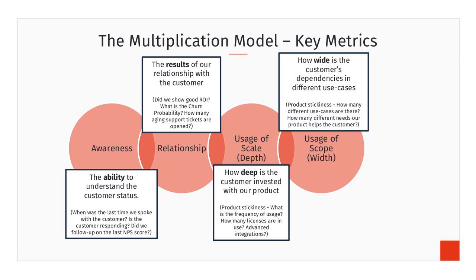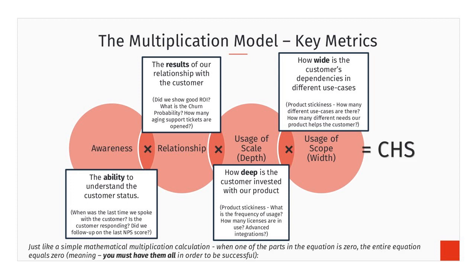So those are the 4 key metrics that we look at, and we decided to combine them using a multiplication method, because we believe that, just like in a simple mathematical equation, if one of those components is 0, we won't be able to say that the customer is doing well.